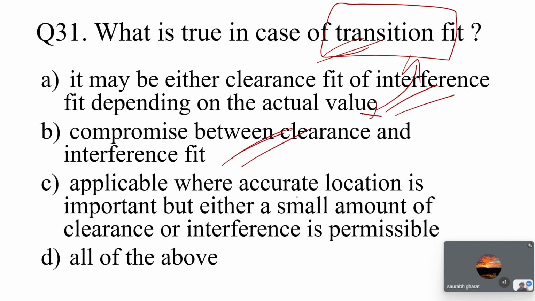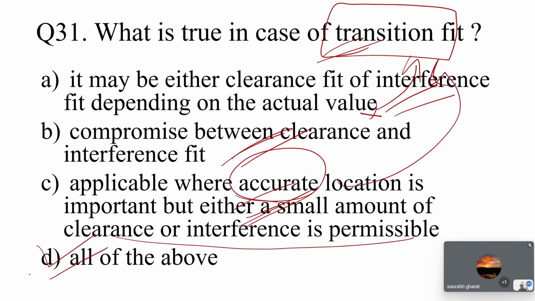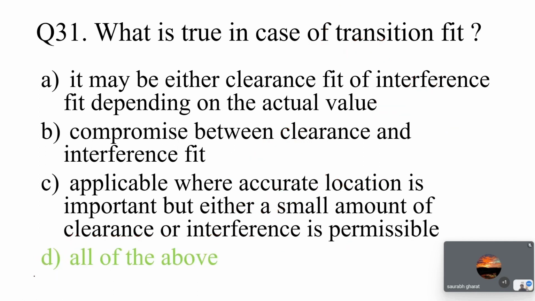Applicable where accurate location is important but either a small amount of clearance or interference is permissible. So a small amount of clearance and interference is permissible, and this is again a correct option. We are getting accurate location and small clearance also, so for that we can go for a transition fit. All of the options here are correct, so all of the above is the correct option.